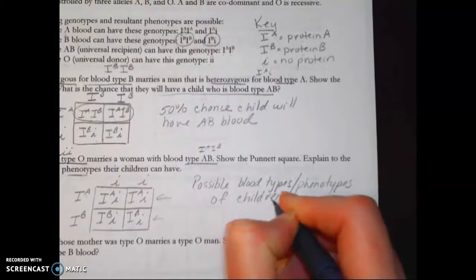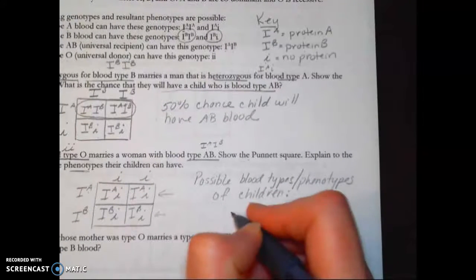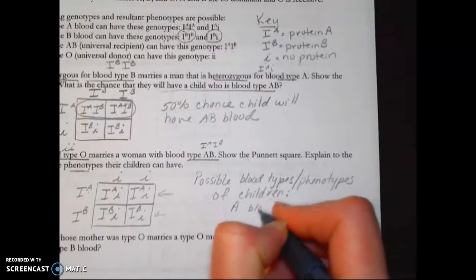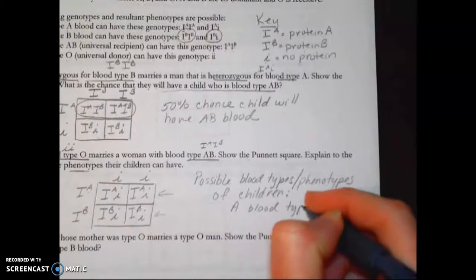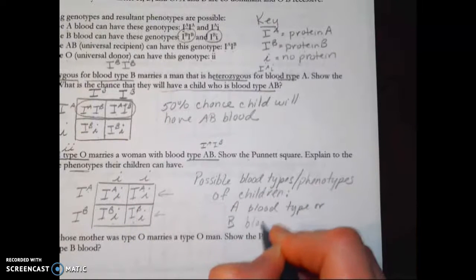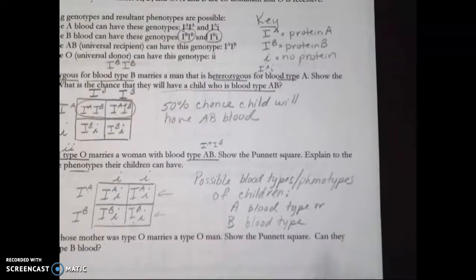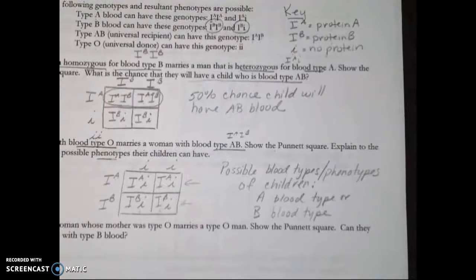All right, so the possible phenotypes or blood types of our offspring will be blood type A, which in these 2 examples are heterozygous type A, or type B in these 2 examples. That leaves C, D, and E for you to practice and turn in with your assignment.